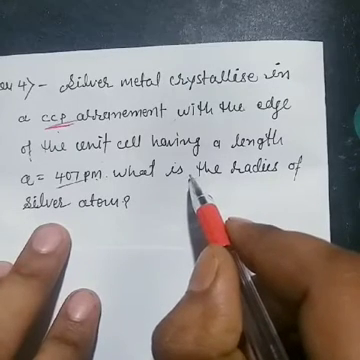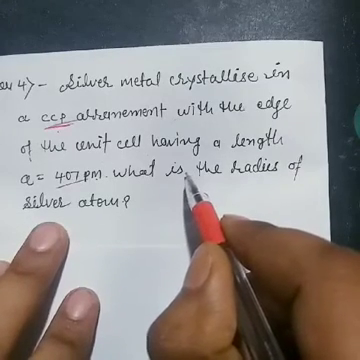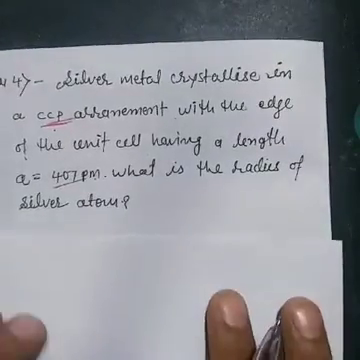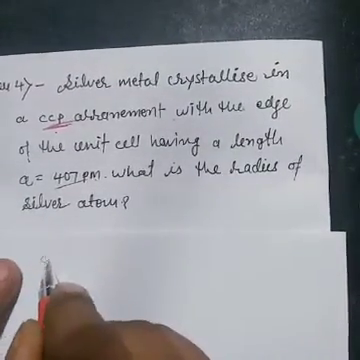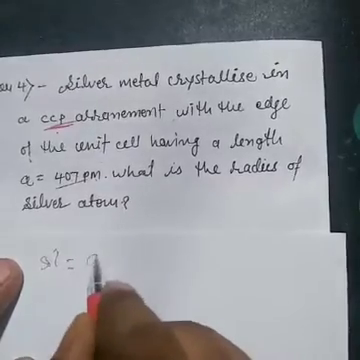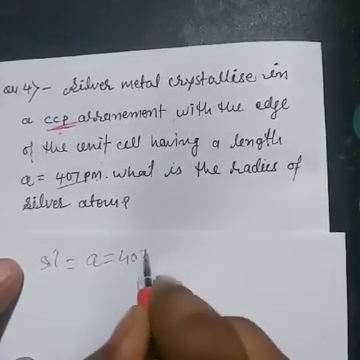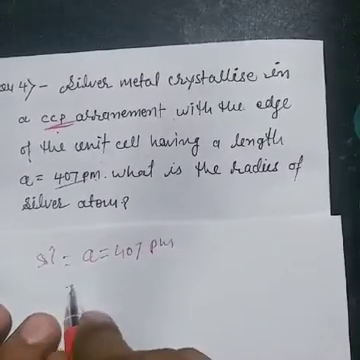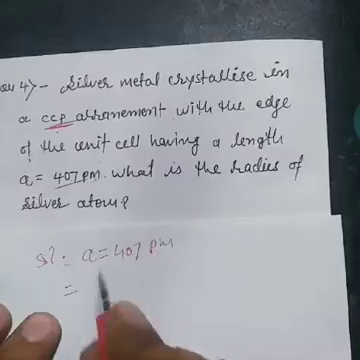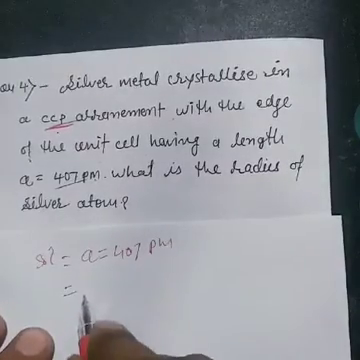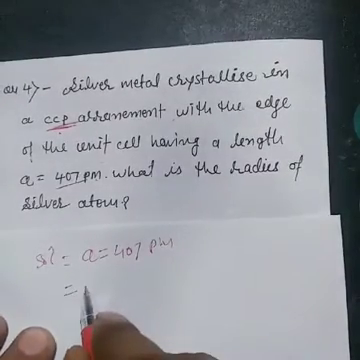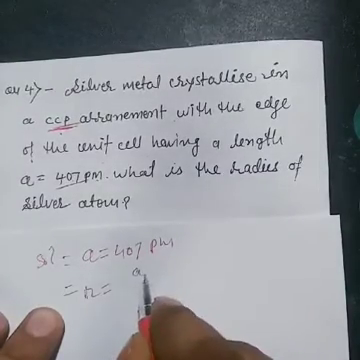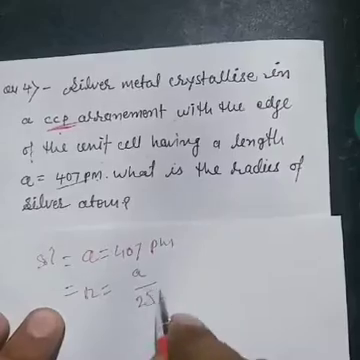It is very important and quite easy, students. Now see the solution. That means a, the edge length value, is 407 pm. What is the radius of the silver atom? Radius, that means the formula is r equals a by 2 under root 2.